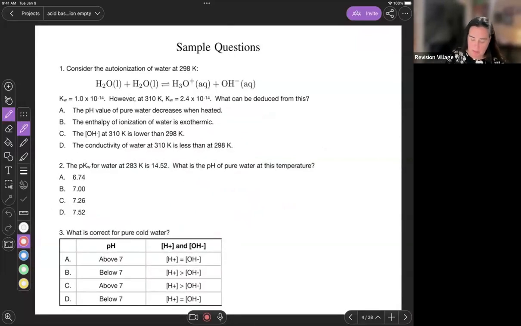There you go. There are 3 quick multiple choice questions for you to check your understanding of Kw. I'm going to give you about a minute and a half, and I'll answer any questions I can in the chat.